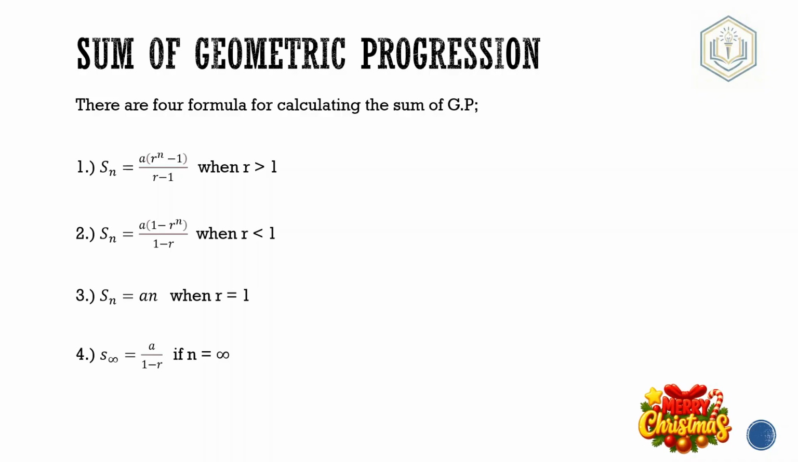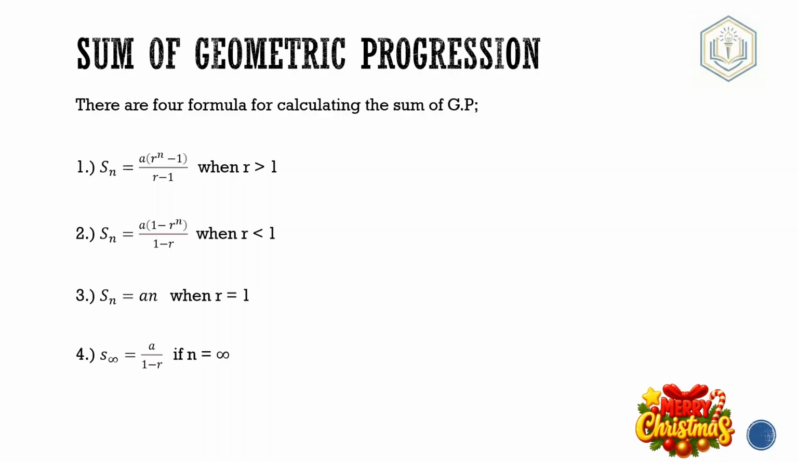Now some students will argue and say over the years, we always have cases where you have r greater than 1. We have cases where you have r less than 1. What do we do when r equals 1? Then there is a solution to that, and that is number 3. You have your S subscript n equals an. You use this to find the sum of the series when your r is exactly 1.